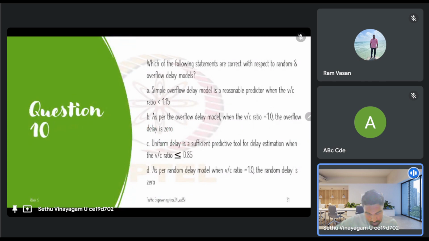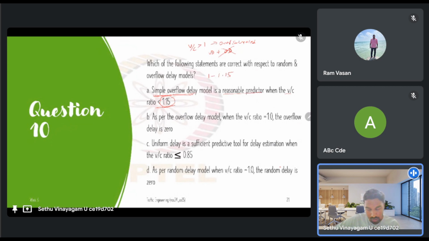Okay, so first option is, simple overflow delay model is a reasonable predictor when the V by C ratio is less than 1.15. When V by C ratio is more than 1, it is an oversaturated condition, right? So here we have uniform delay plus overflow delay as well. So in oversaturated condition, if you are using the simple overflow delay model, then this part is not accounted for, which means that it won't be a good prediction of the delay, right? Because we are covering the conditions less than 1, but also the condition between 1 and 1.15. So in that region 1 to 1.15, this model will not perform well.